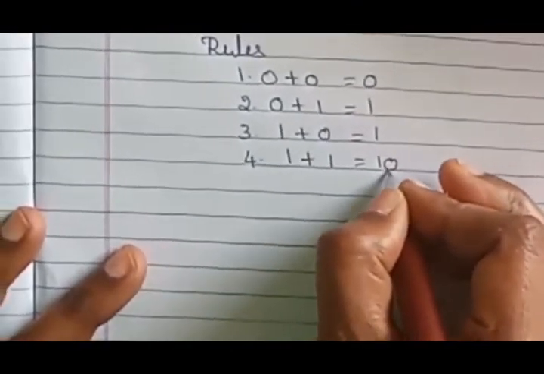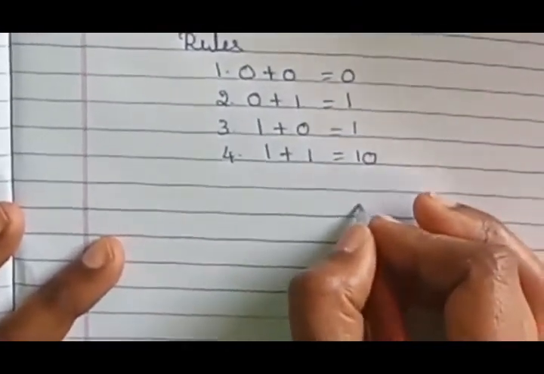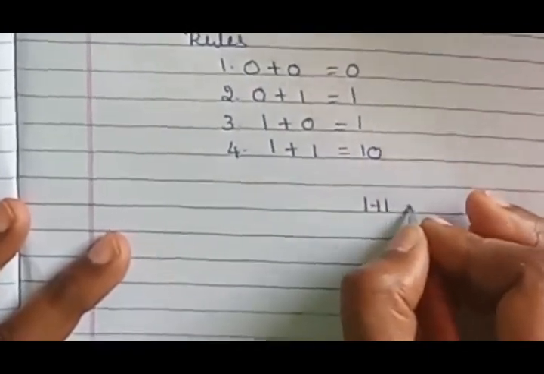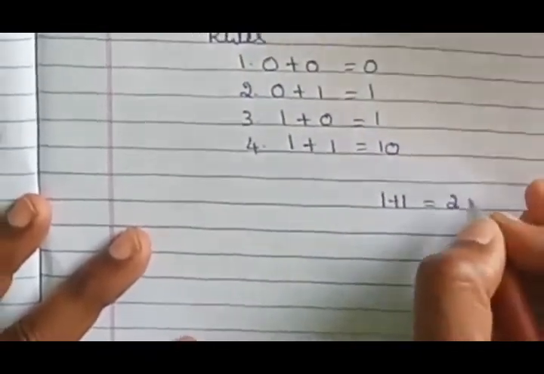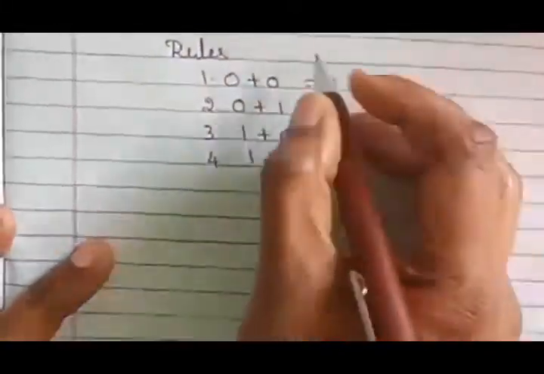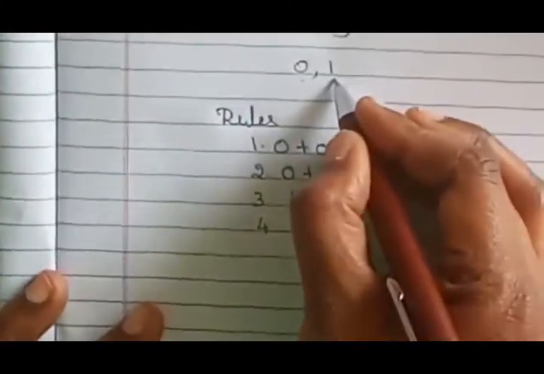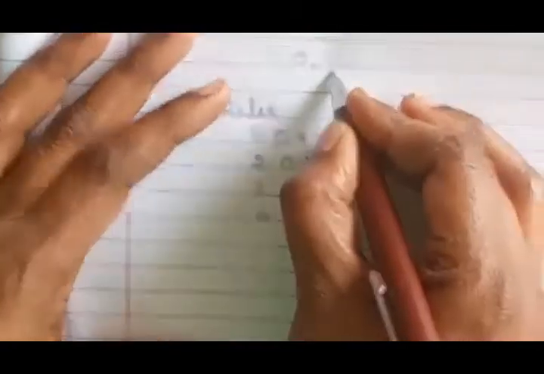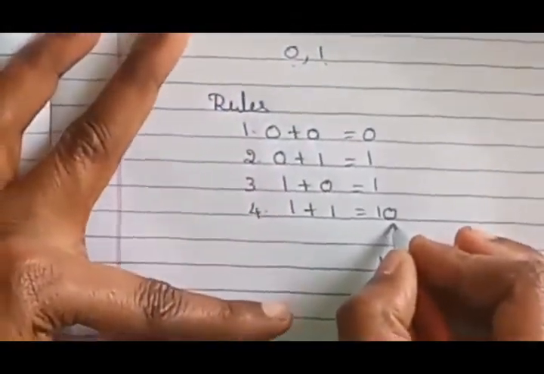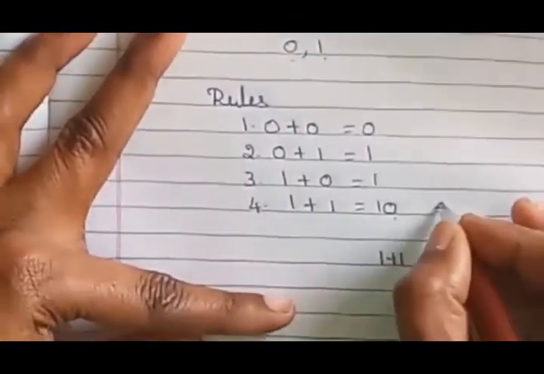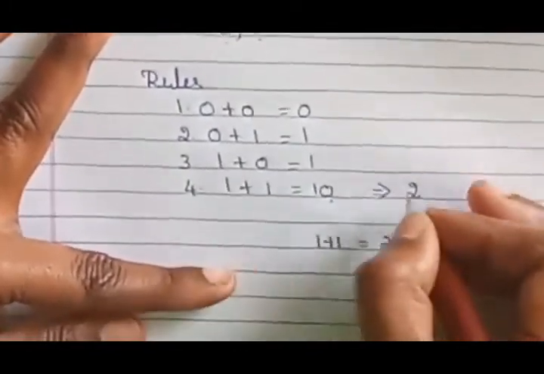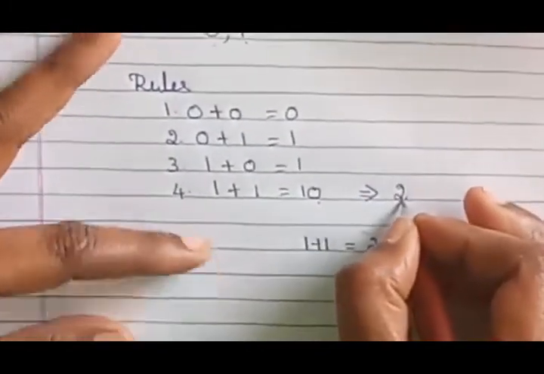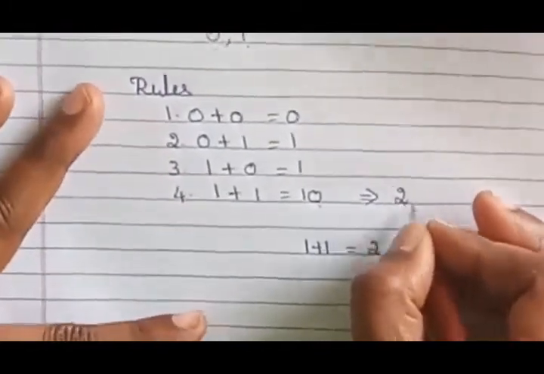Why does 10 come here? In mathematics you already know 1 plus 1 equals 2. But in binary, 2 is not possible because 0 and 1 are the only binary digits. Then how does 10 come here? Here 10 is equal to 2. How? We already know the binary to decimal conversion.